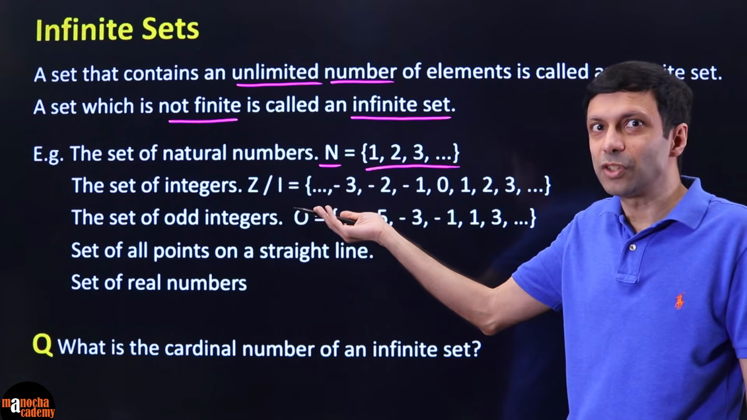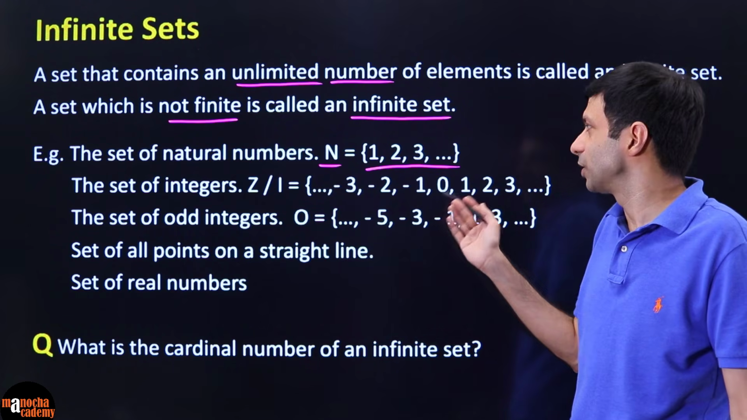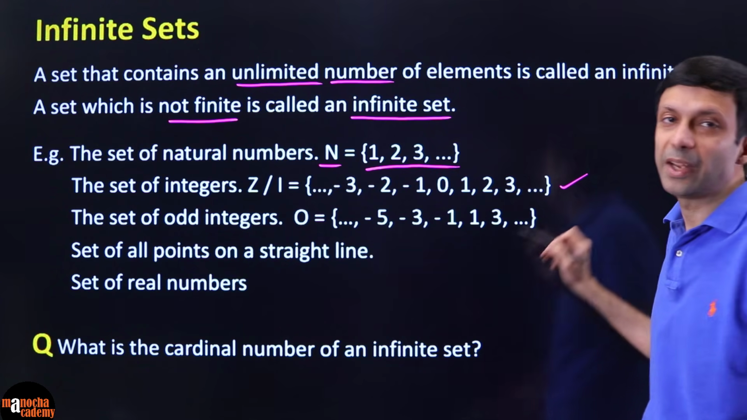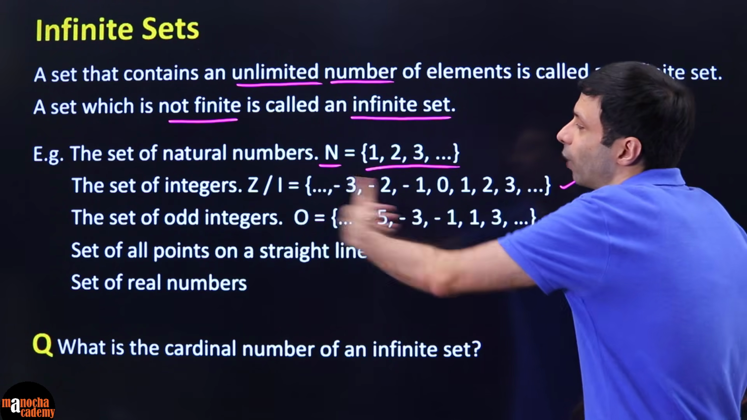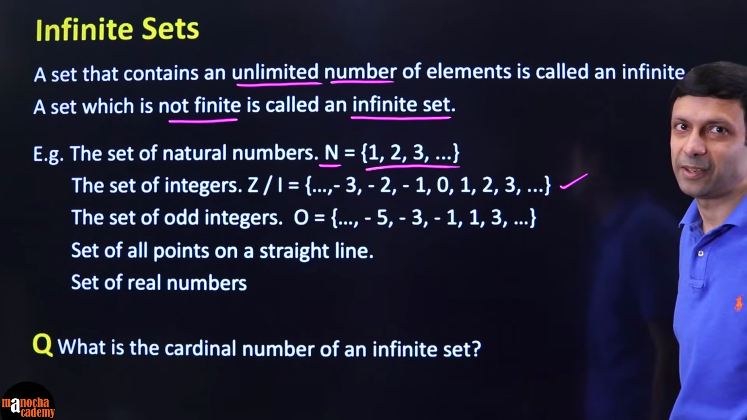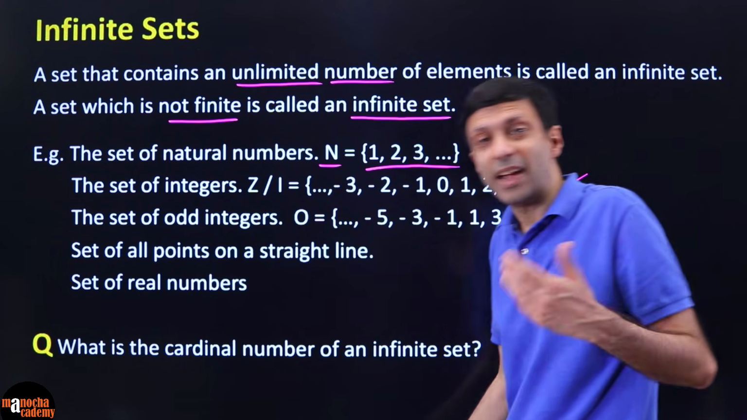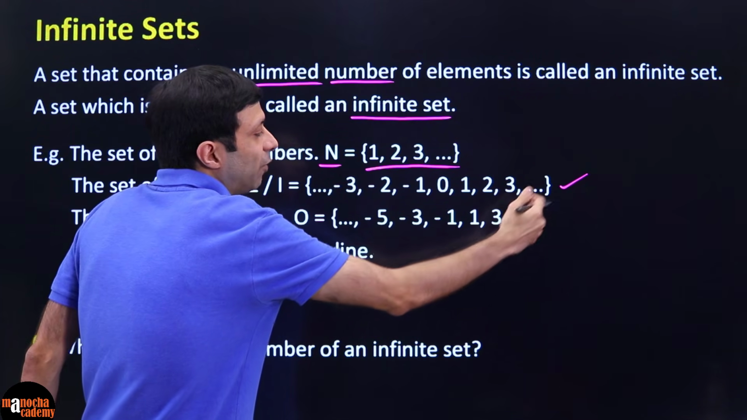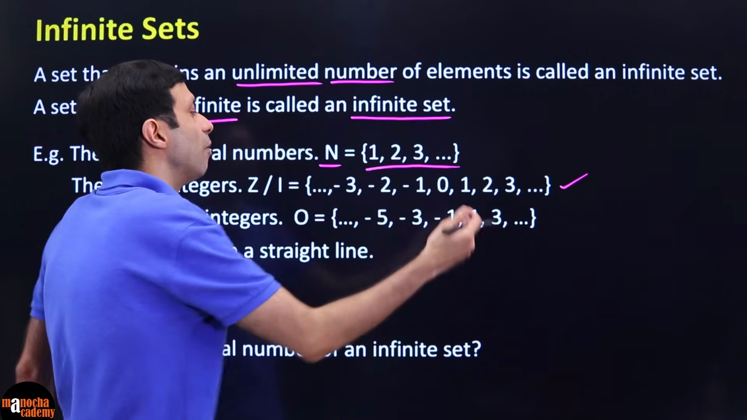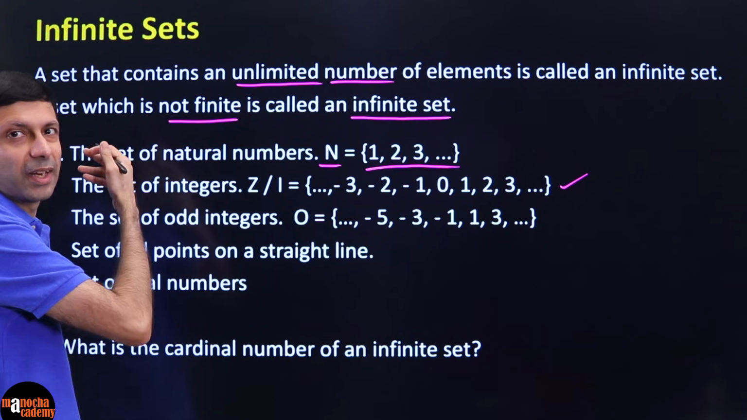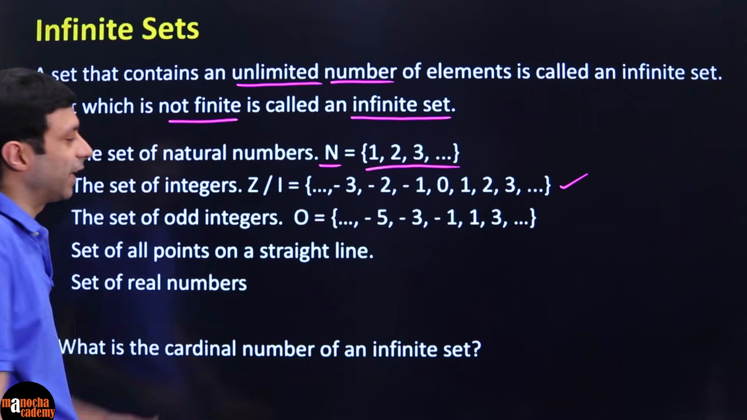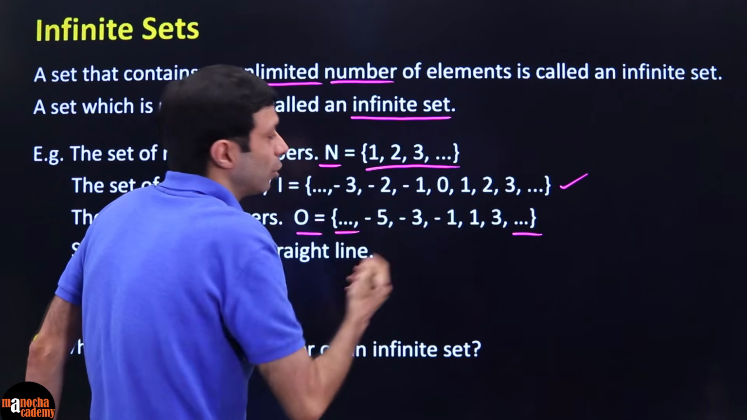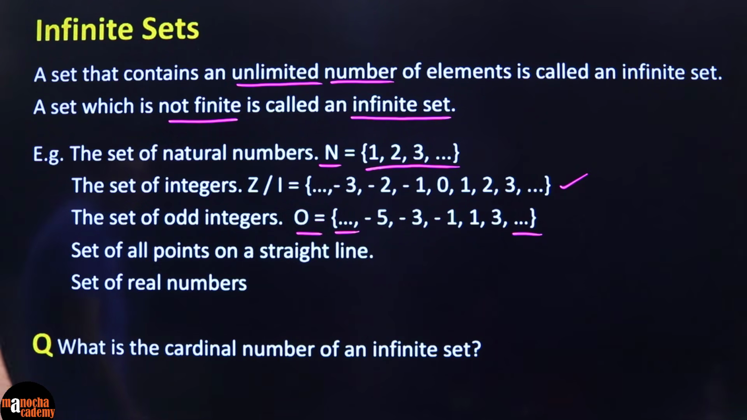How about the set of integers? Integers again can be positive or negative, and you have 0 as well. So all these numbers are forming again an infinite set because you can go endlessly on the negative side or the positive side. Set of odd integers, again an infinite set, right? Because we can go on and on, 1, 3, 5, 7, 9 on the positive side, minus 1, minus 3, minus 5, minus 7, minus 9, and we can go on and on the negative side. Again, you can see this is an infinite set, and that is why we are using this dot dot dot notation, means goes on and on.